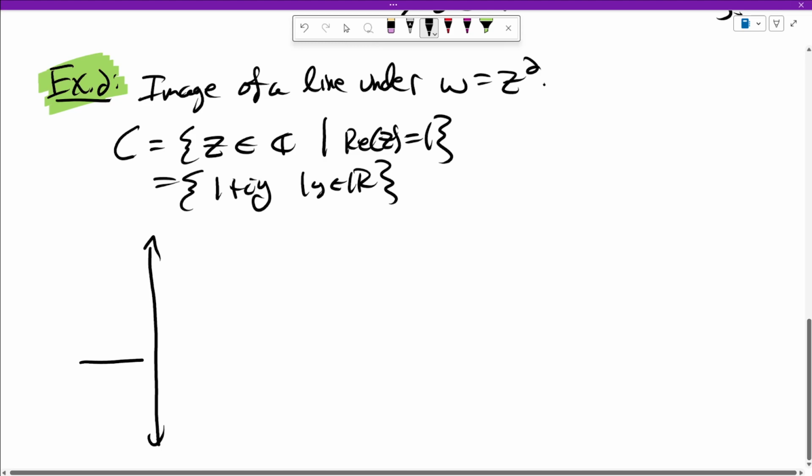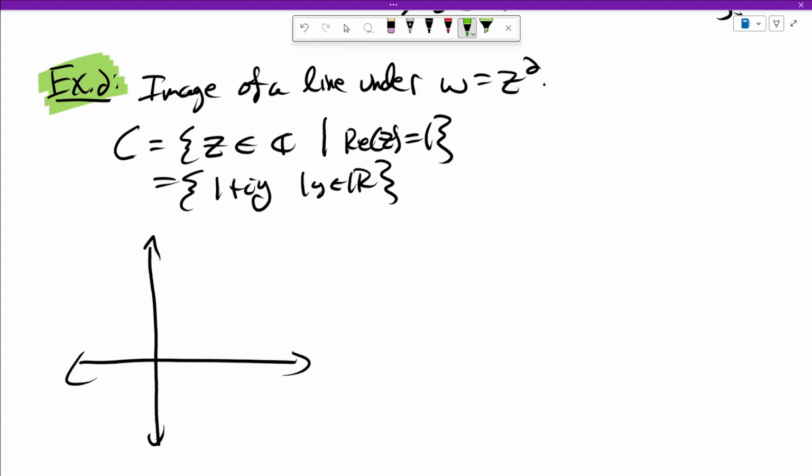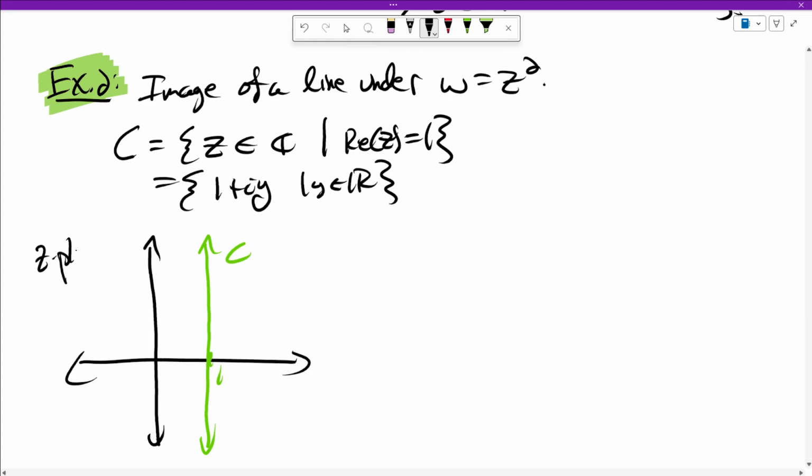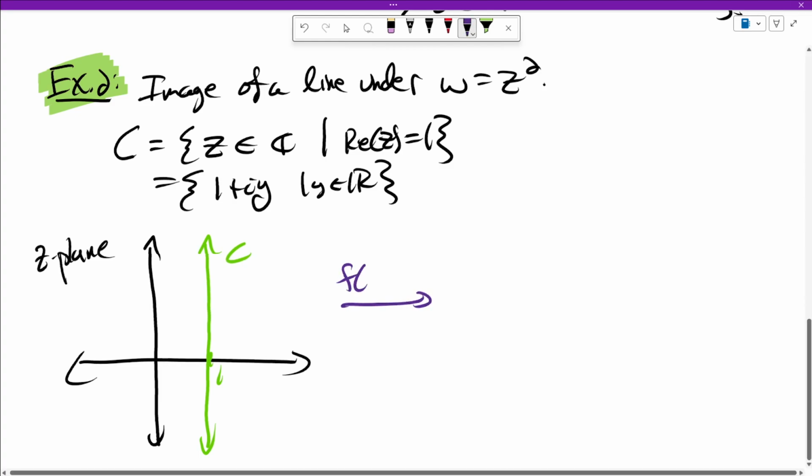So let's draw C. C is a vertical line where x is 1. So here's C living in the z plane, which is the domain plane. And then we're going to apply the squaring function to it. So f of z is z squared. And when we square, what's going to happen?